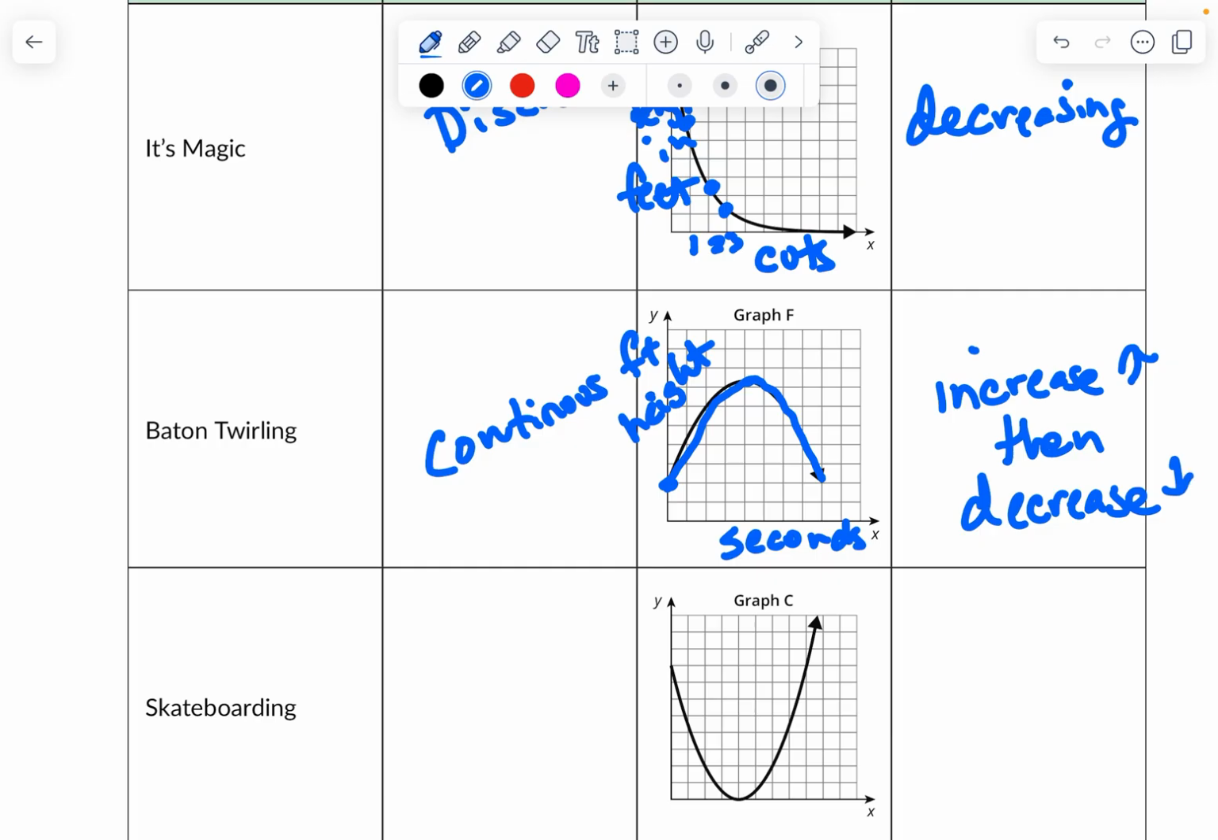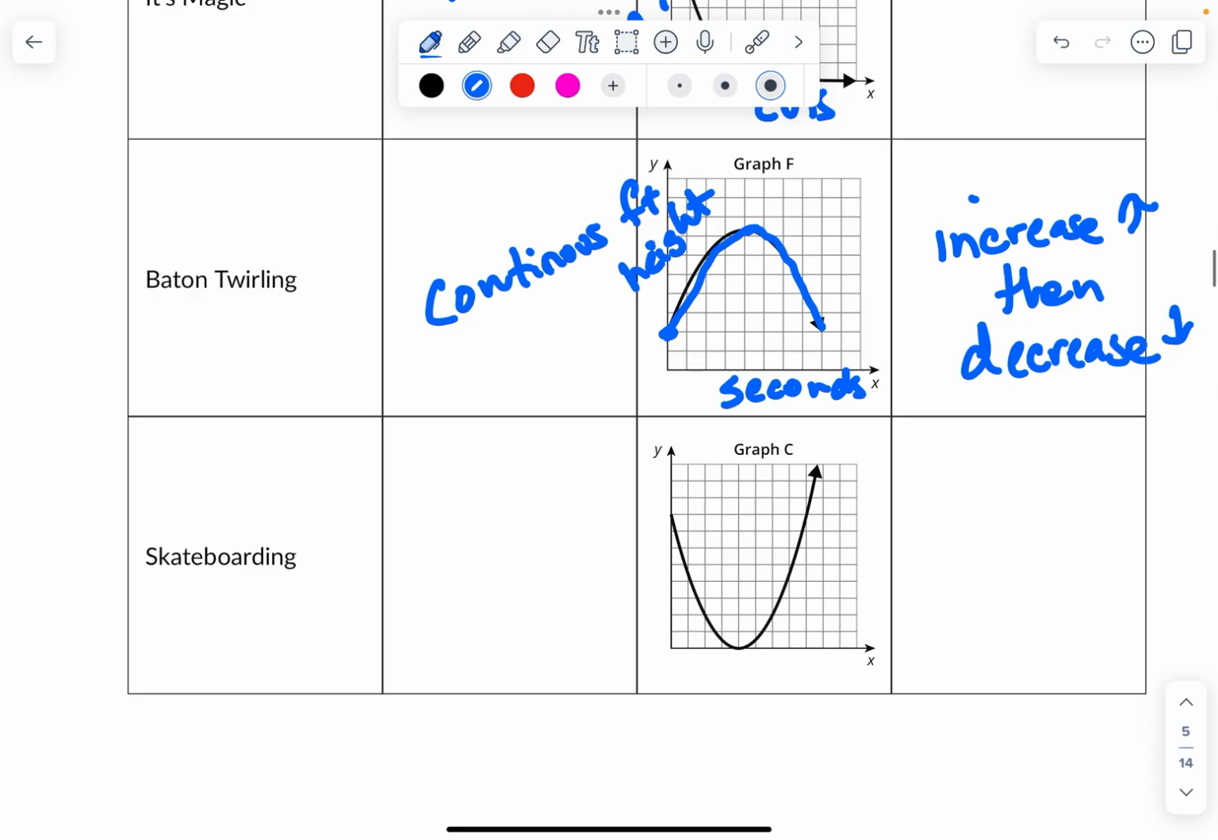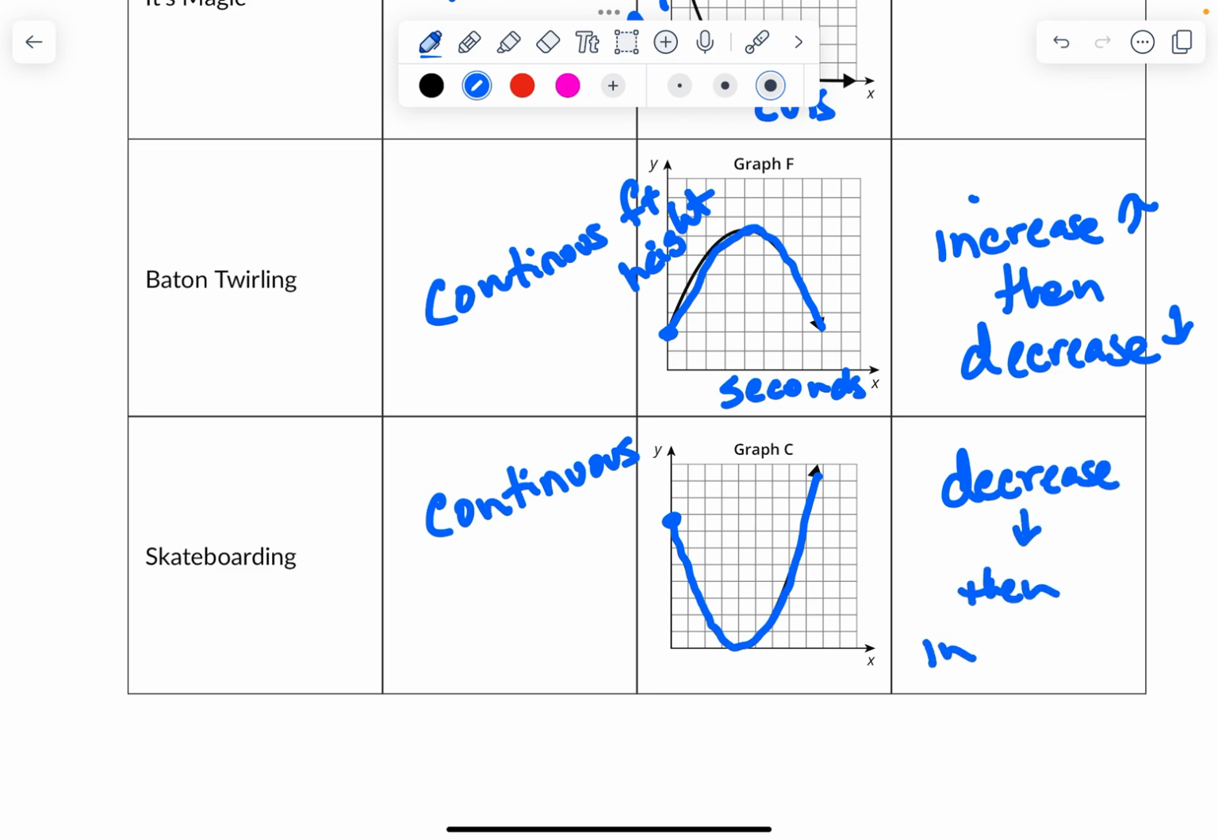Okay, skateboarding guy is going to be the same thing. Okay, he starts high, he skates and goes lower, and then he turns around and goes back up. That is definitely a continuous. So this is an appropriate use for a continuous line, but this one decreases, it drops, and then it increases because he goes back up.